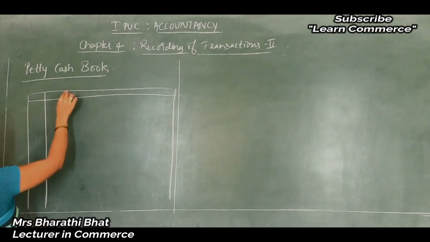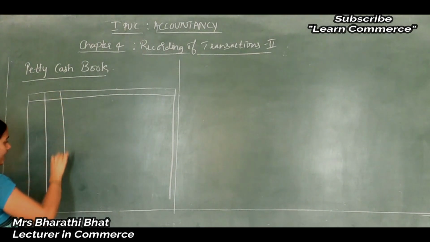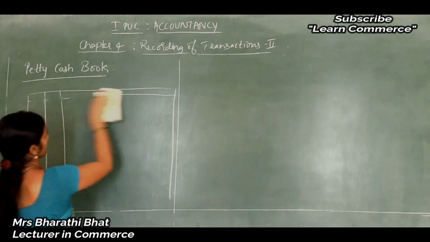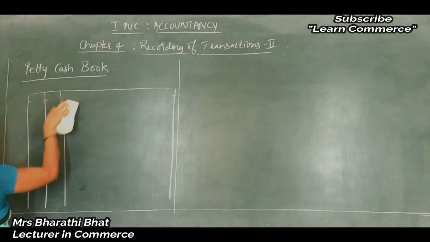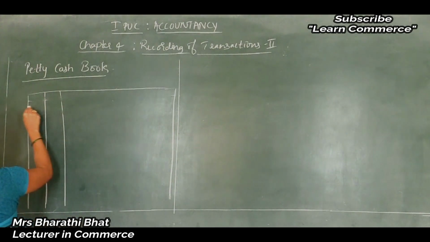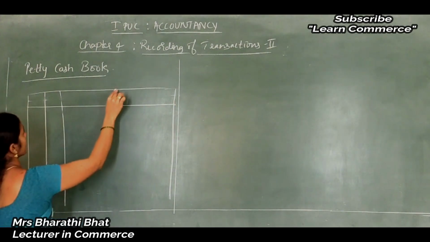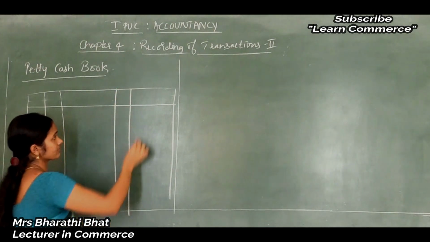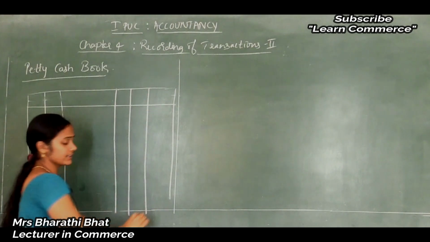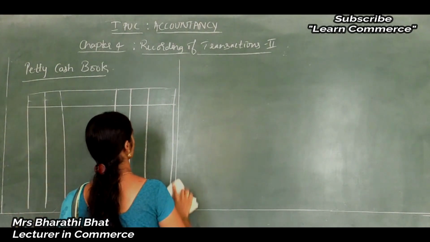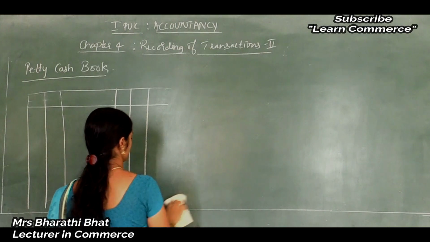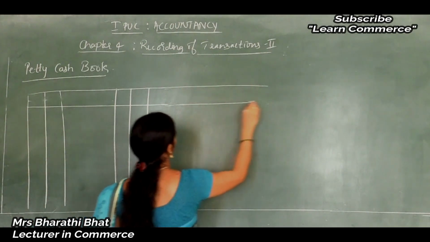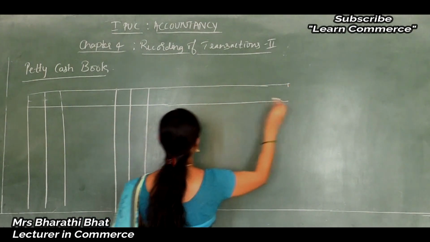Amount received, date, particulars column, voucher number, amount paid, and somehow a large column to record all other expenses.